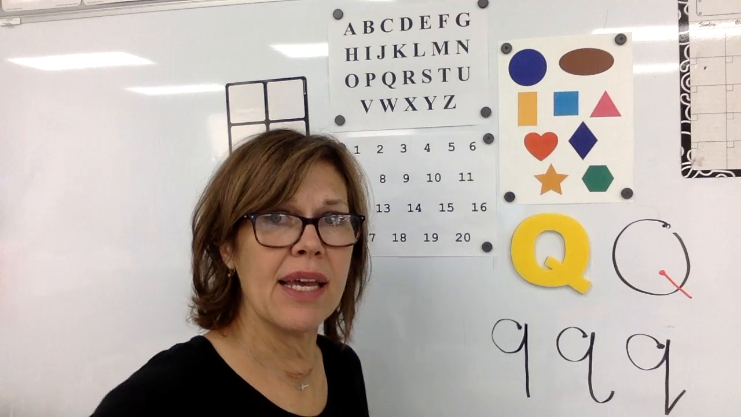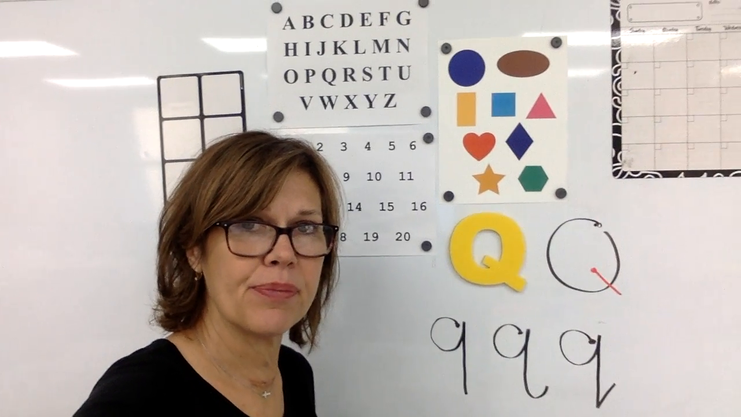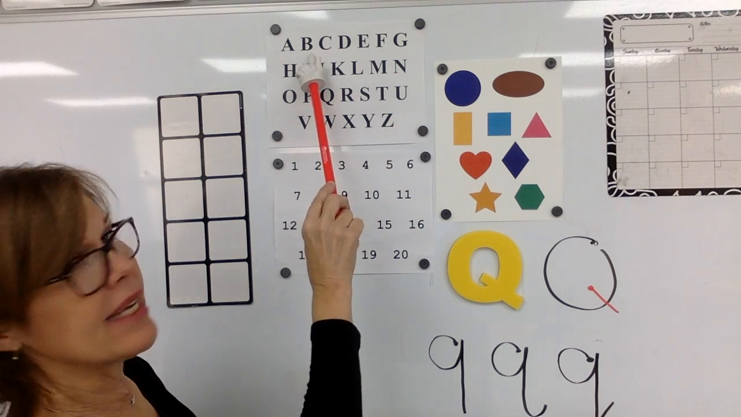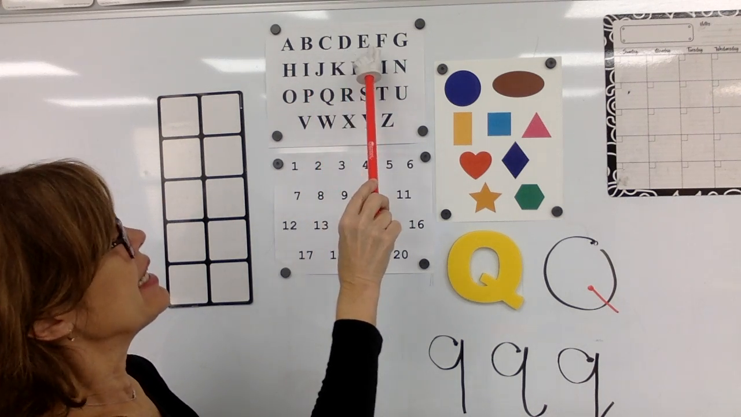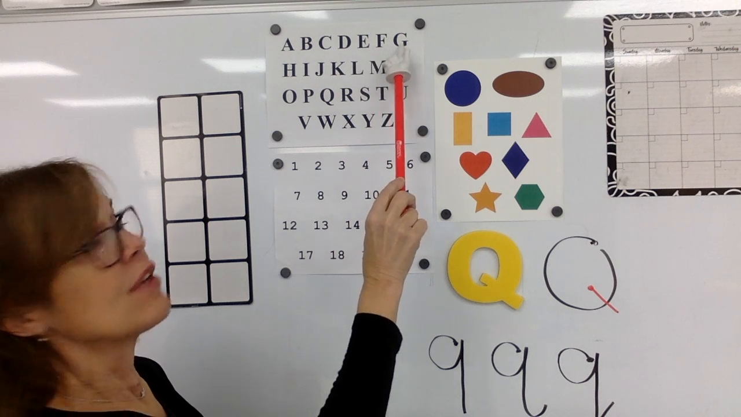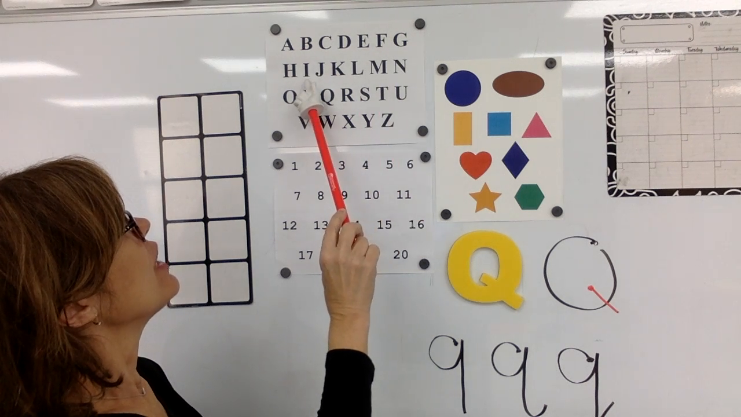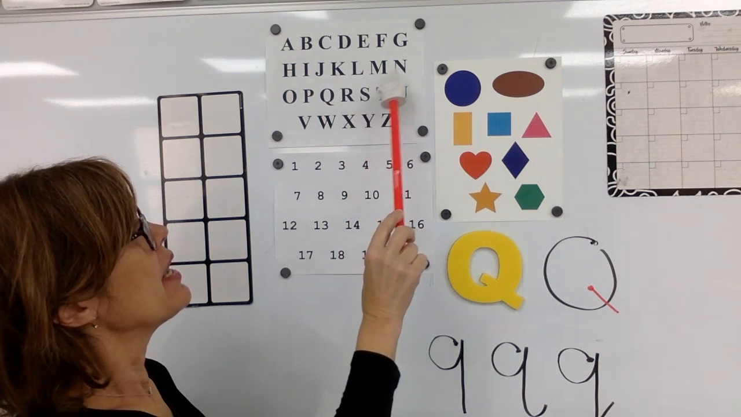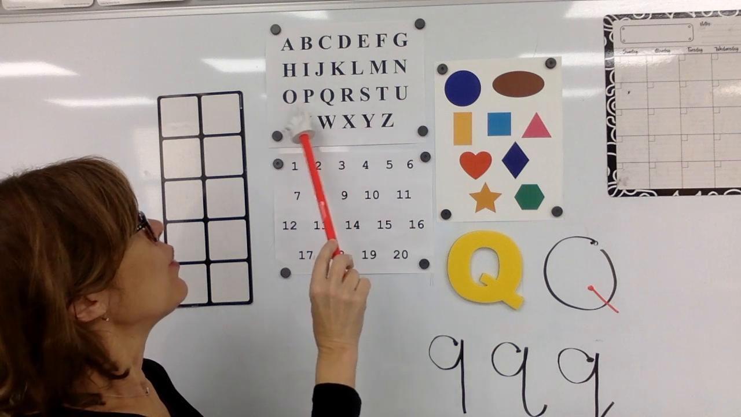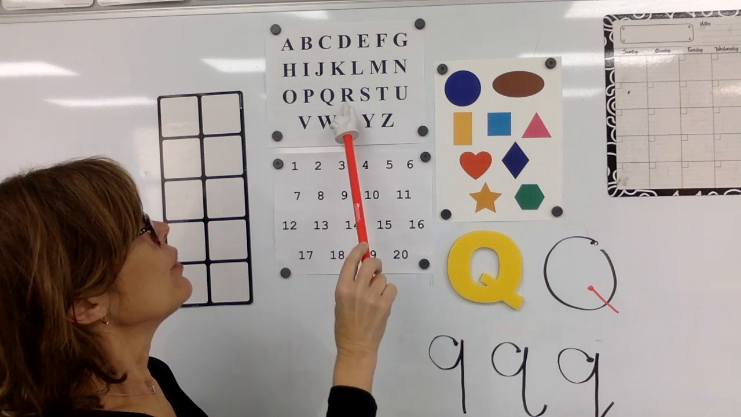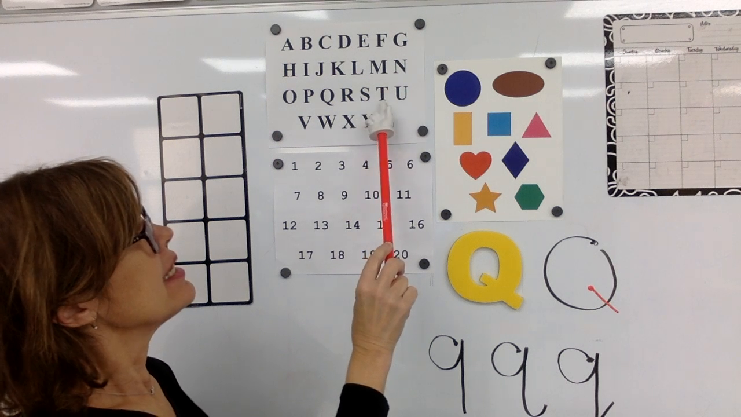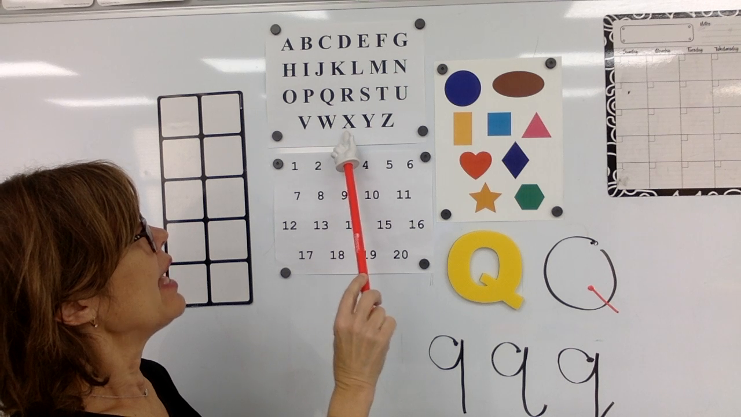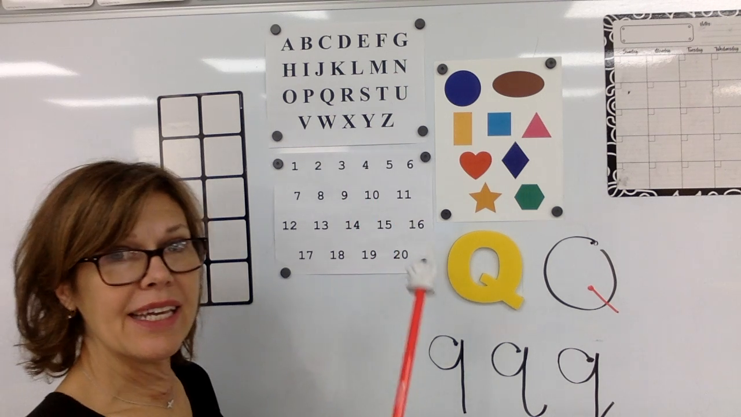Please say them with me as I point and say them. Are you ready? A, B, C, D, E, F, G, H, I, J, K, L, M, N, O, P, Q, R, S, T, U, V, W, X, Y, Z.